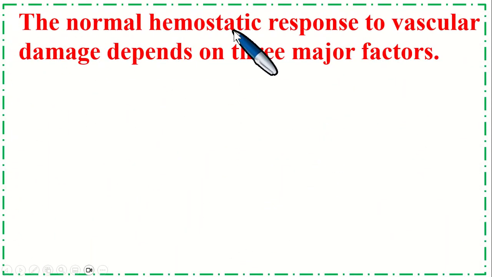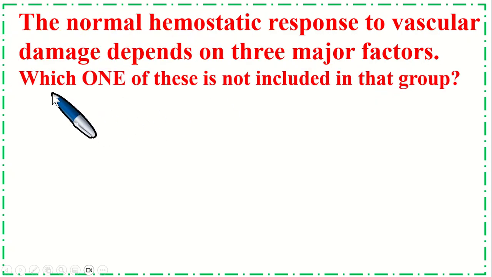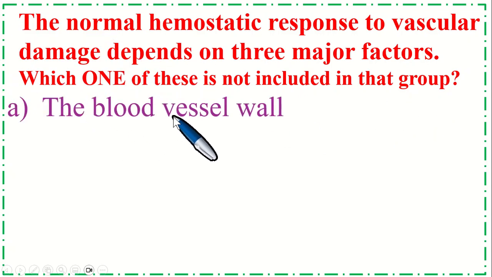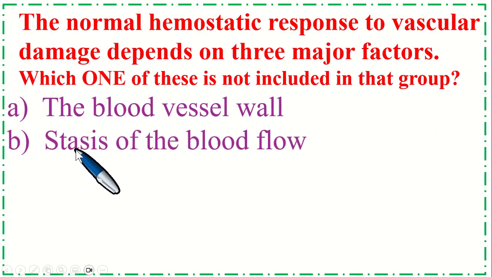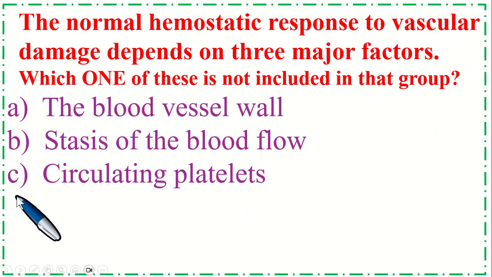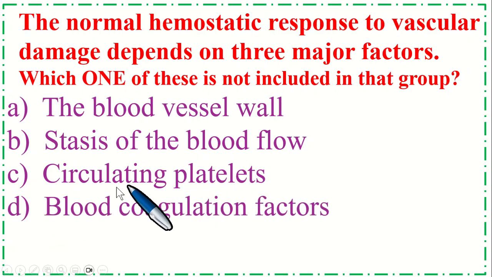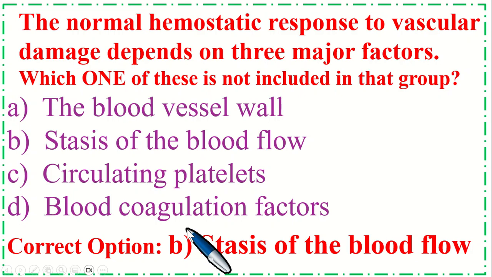The normal hemostatic response to vascular damage depends on three major factors. Which one of the following is not included in that group? Option A, blood vessel wall, B, stasis of blood flow, C, circulating platelets, and option D, blood coagulation factors. So the correct option is B, stasis of blood flow.